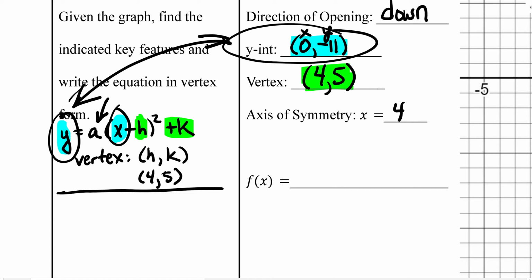So we're going to go here and say, well, okay, y is negative 11. And that's equal to a times x, which is 0, minus h, which is the x-coordinate 4. That's going to be squared. And then plus k would be plus 5. Just to put the color back in so you can see where we made those substitutions. That's the 4 and the 5, and there's the 0 and the negative 11 from the y-intercept. And the only thing we need to figure out is what that a value is.